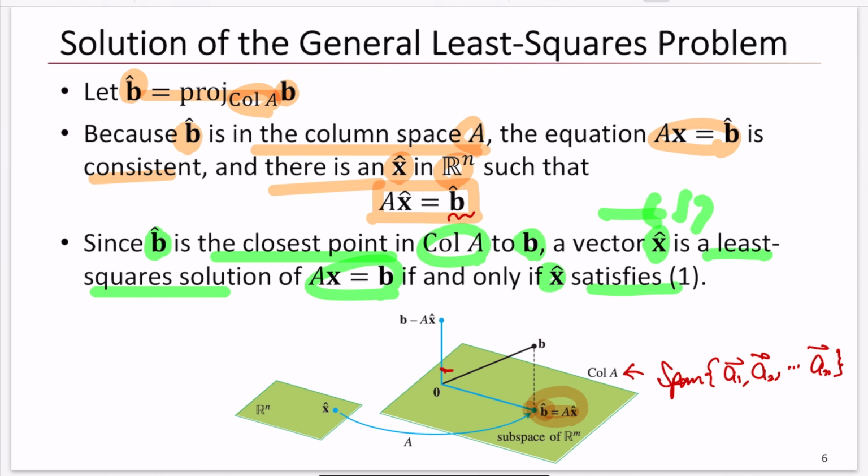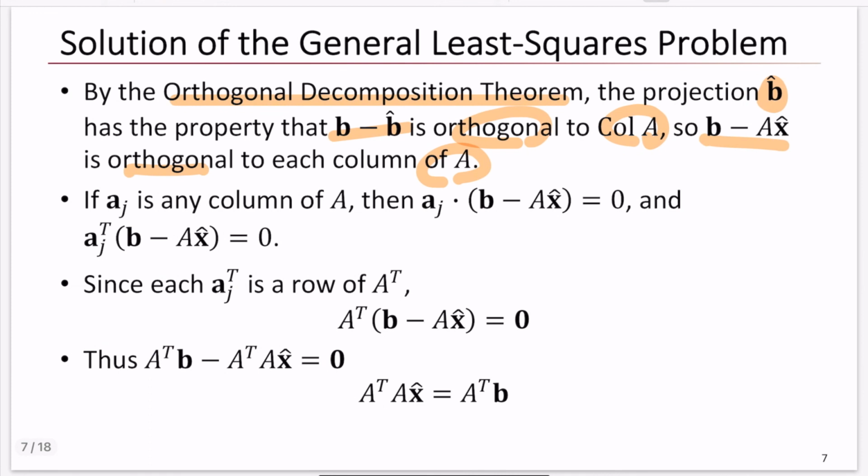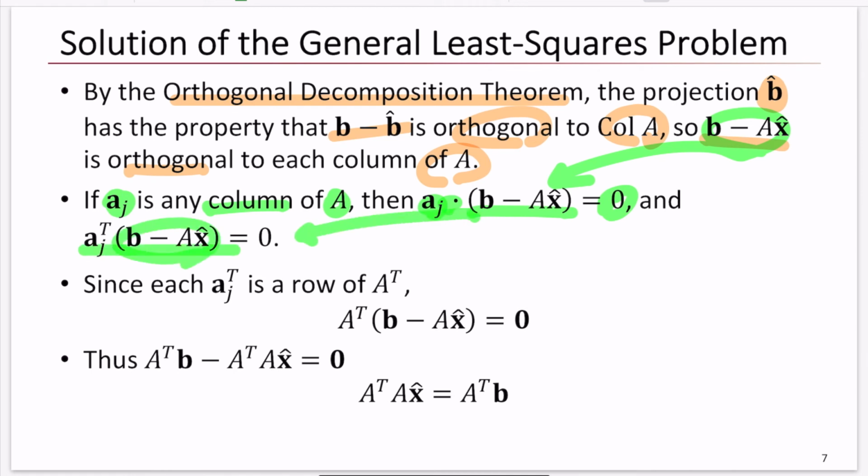From this definition, B minus A X hat, this vector, should be orthogonal to each of the column vectors of A that span this column space. In other words, if AJ is any column in matrix A, then the inner product of AJ and B minus A X hat should be 0 because they are orthogonal to each other. So AJ transpose times B minus A X hat should be 0.